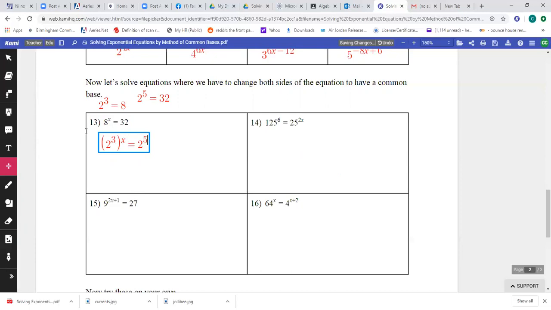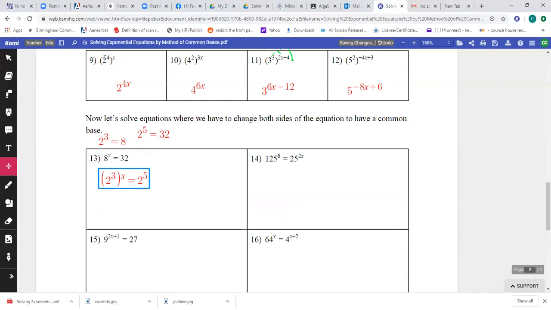So this is the big step in this whole process, to get from here to here. Everything else hereafter is just more arithmetic. But this is the big thinking process step. So now we're just going to do the same thing we did here. If I have a power to a power, I just multiply the two powers. So this is 2 to the 3x is equal to 2 to the 5th.